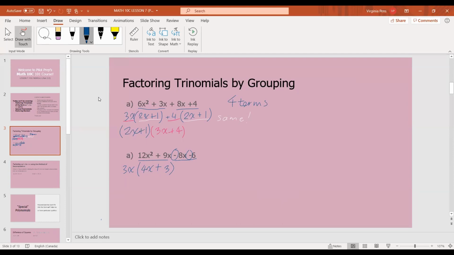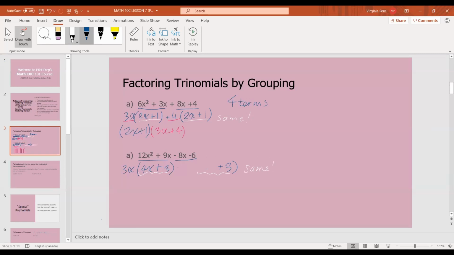So let's do that. We got a 2, but remember there are negative signs in front of these, so let's also take out the negative sign as well. I'm going to factor out a negative 2, and what's left is 8x divided by negative 2, which is equal to 4x. And then negative 6 divided by negative 2 is equal to positive 3. Notice again how these remaining factors are the same.